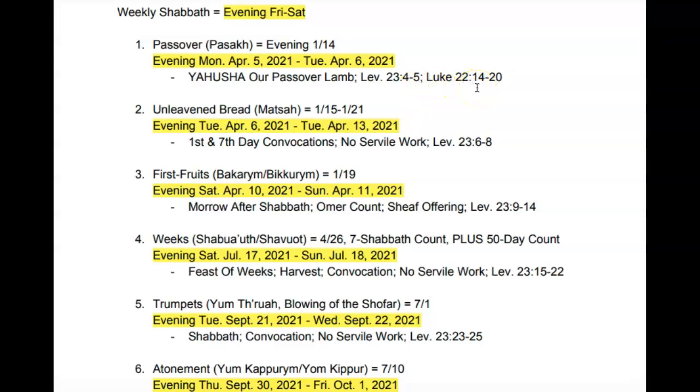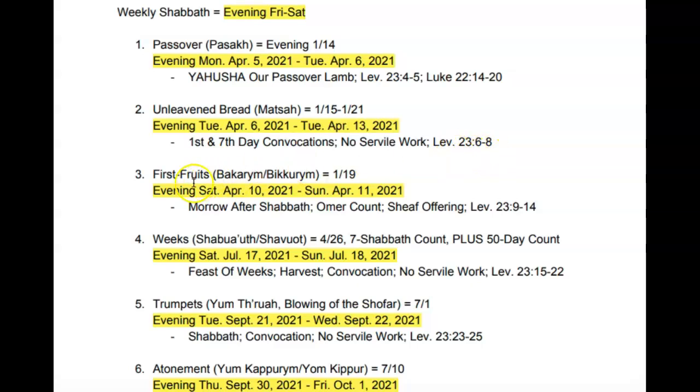verses 14 through 20. We also give reference to unleavened bread, how again it runs for 7 consecutive days from April 6th to April 13th, 2021, from the evening, from sundown to sundown. The first and 7th days are supposed to be convocations or set apart gatherings. Again, if you do not have anyone to have convocations with, you can simply have it in your home. No servile work is to be done in those days. And you can learn more about that in Leviticus 23, verses 6 through 8.